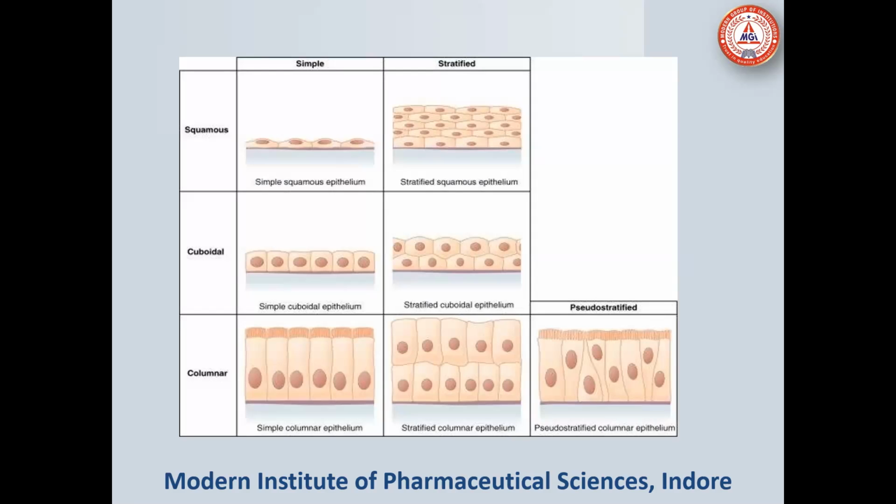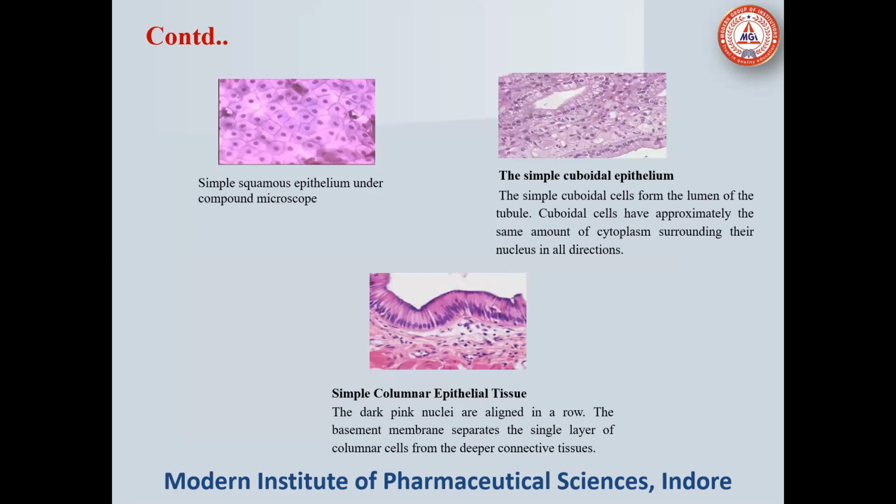In the cuboidal epithelial tissue, you can see the nucleus is located at the center, and the cytoplasm from the nucleus to the boundary of the cell is in an equal amount from all the periphery. Whereas in the columnar cells, you can see the cells are columnar in shape, and the cytoplasm from the periphery is different at the apex side and at the basement membrane side.